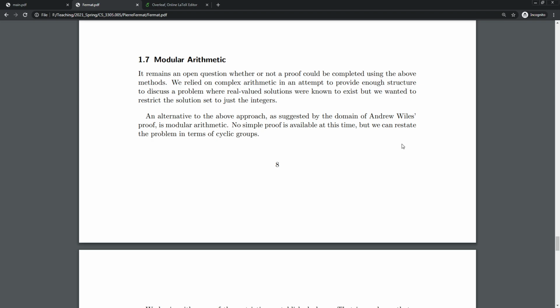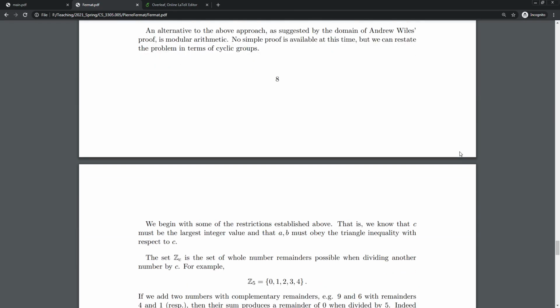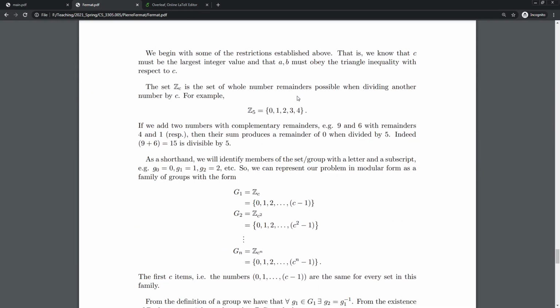But if we were to look at modular arithmetic, and this is something that we'll look at when we discuss encryption, so I thought it'd be a good time now, then we see that a modular set, in this case, the cyclic group with respect to C, is just the set of remainders that are possible when you divide a whole number by some number C.